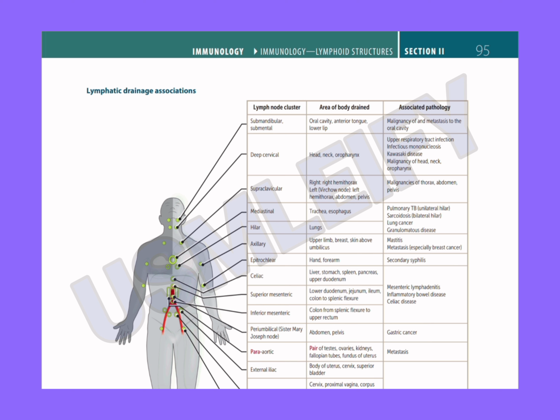We have submandibular and submental nodes. Submandibular and submental nodes drain the oral cavity, anterior tongue, and the lower lip by the submental. They are associated with mets of the oral cavity.